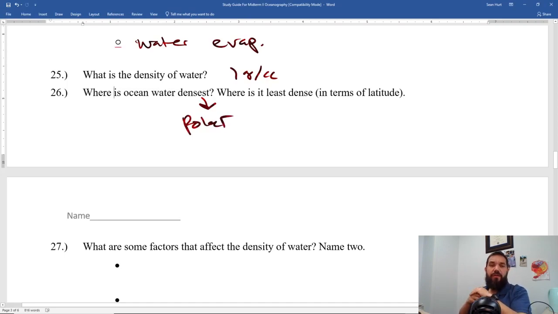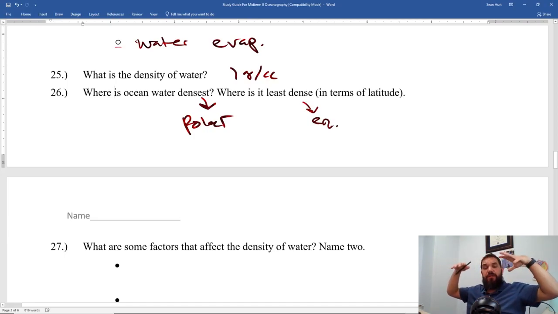Okay, so you know that water density is going to increase with a decreasing temperature. So the colder it is, the denser it is, and that dense cold water sinks. Where is it least dense? That's typically at the equator. At the equator you have relatively hot water, so the hot water is going to stay on top, right? And it's going to be less dense.